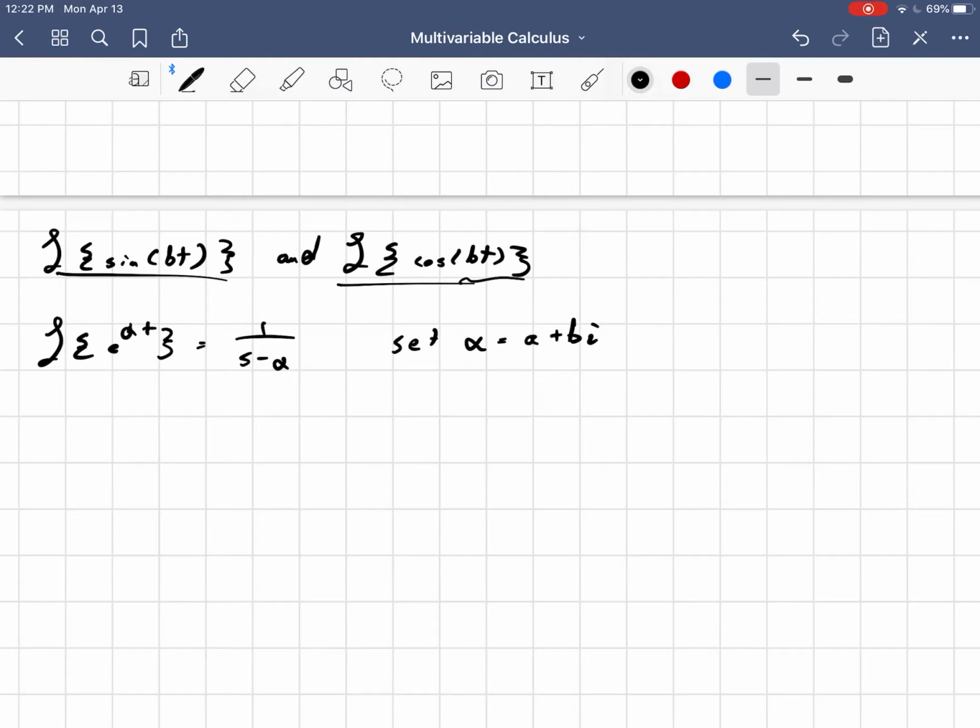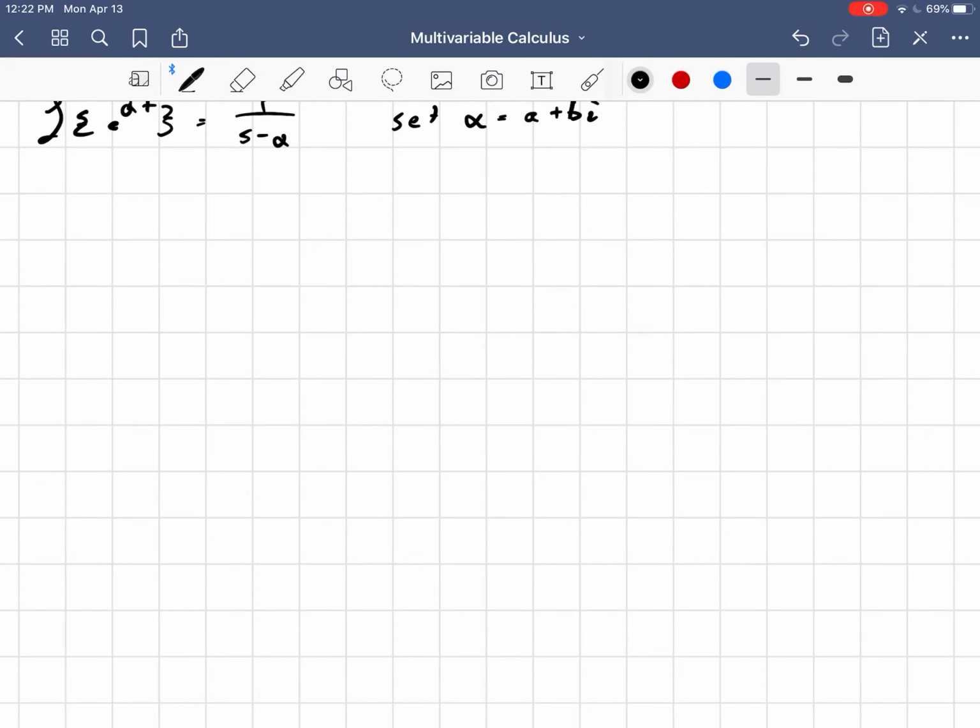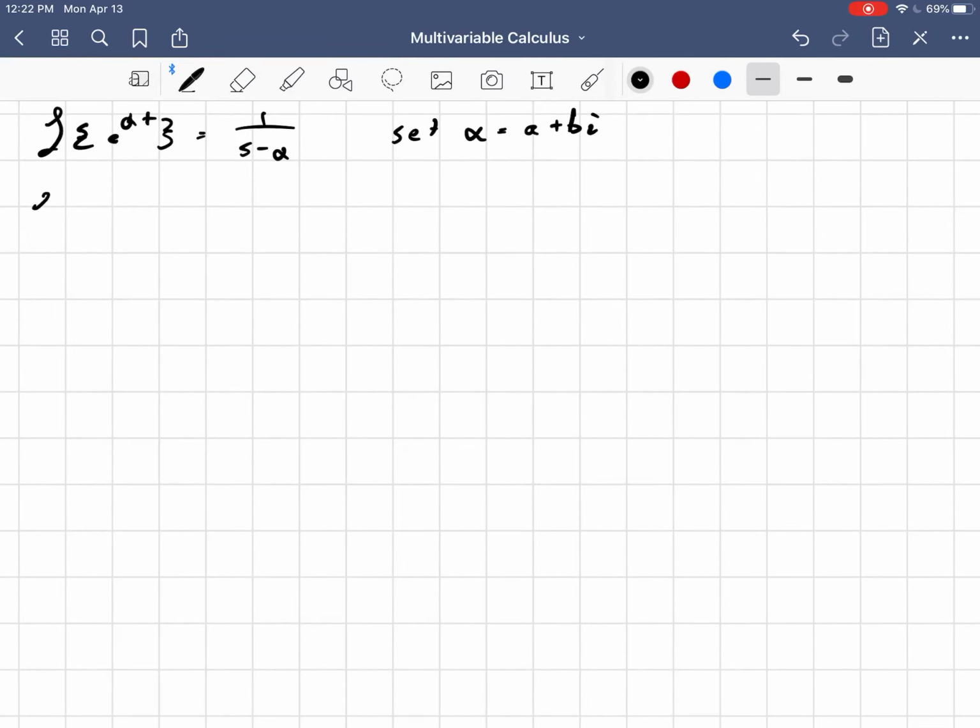Why am I going complex? Because I know that there's a relationship between e, sine, and cosine in the complex numbers, right? Euler's formula. So that means that the Laplace transform of e to the alpha t is the Laplace transform of e to the a plus bi t.